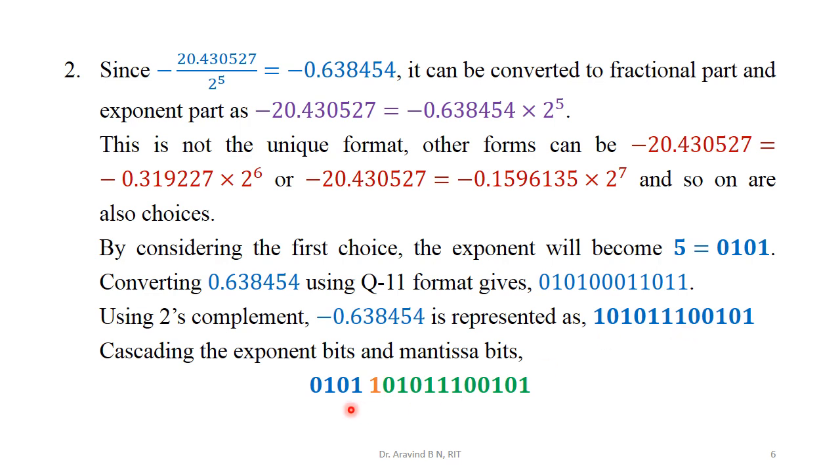Now combine the exponent part and the mantissa part, and the final representation is here. This is the exponent value 5, because here we consider 2 to the power of 5, and the remaining part is represented here, where this bit is the sign bit. Sign bit equal to 1 indicates that this mantissa part is representing a negative number.